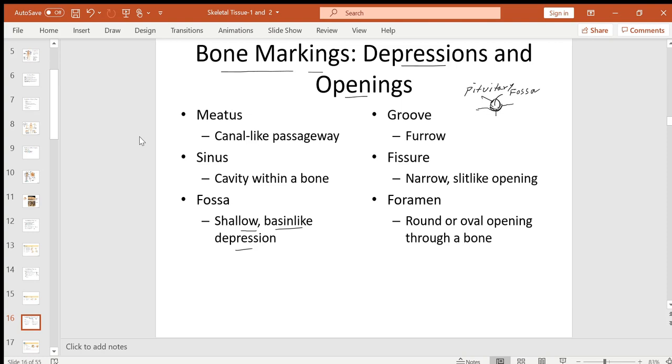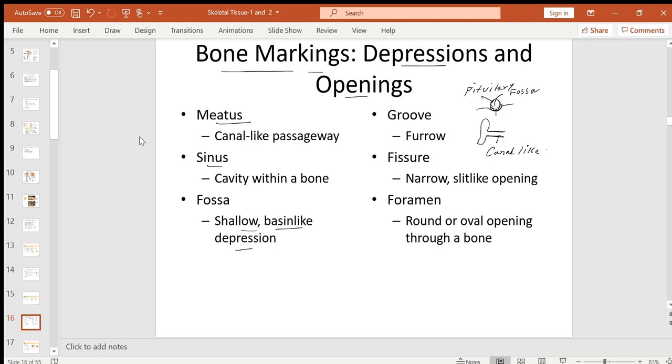Meatus. A canal-like passageway. This is your ear, and this is called the outer ear canal or external acoustic meatus. So a meatus is a canal-like passage. Okay. Tunnel-like, a tunnel you drive through. So that is a meatus.